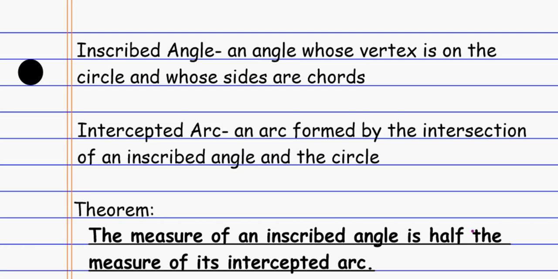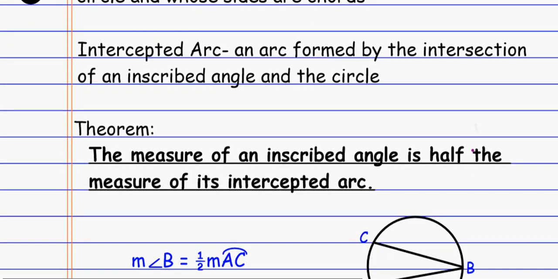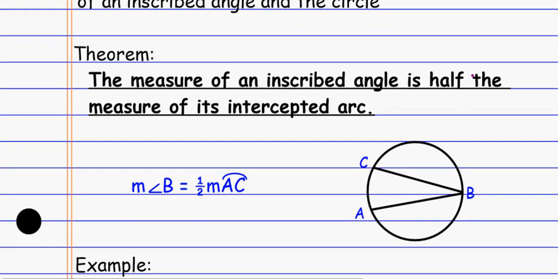All right. The theorem that we have in regards to these inscribed angles and the intercepted arc, the relationship that exists here, is that the measure of an inscribed angle is always half the measure of the intercepted arc. Or you could even think of it the other way. You could say that the measure of the arc is twice the measurement of the inscribed angle. So you can think about it both ways.